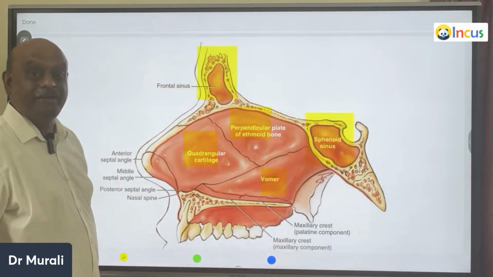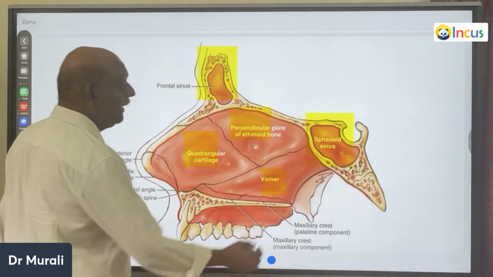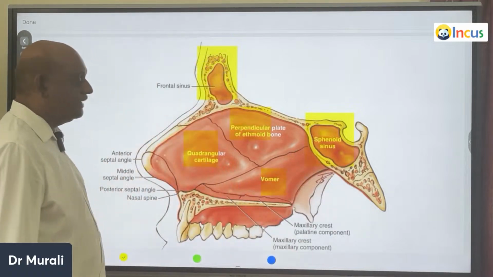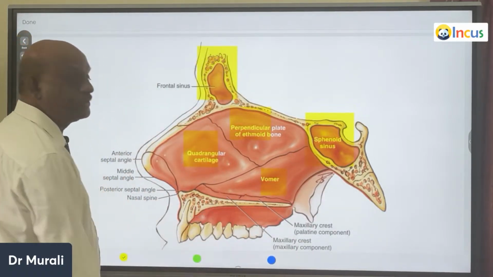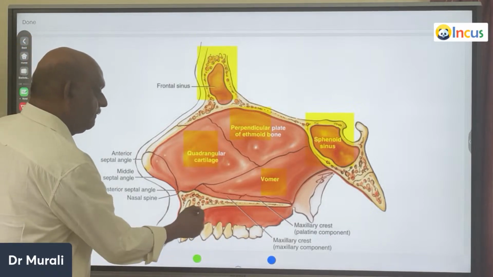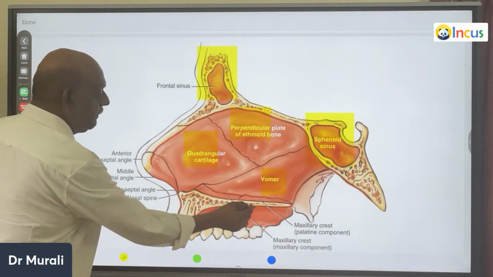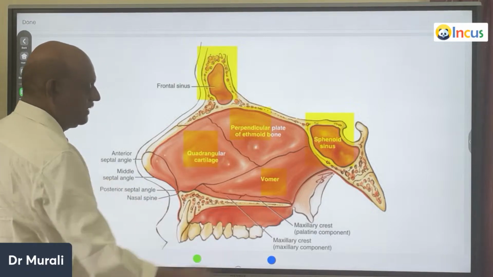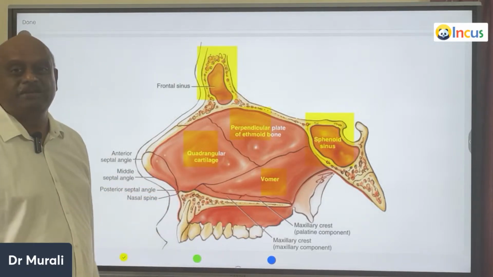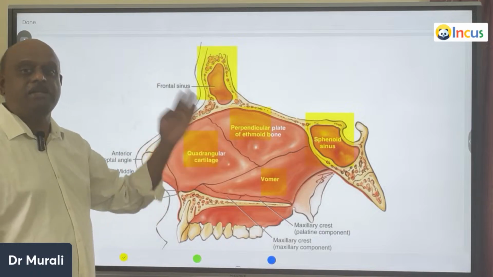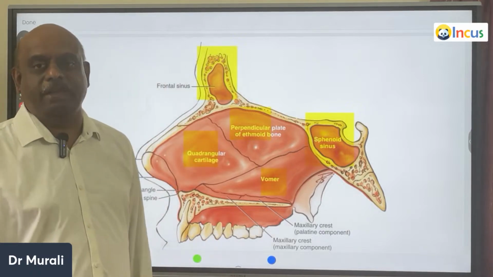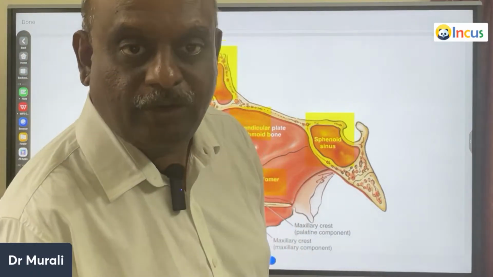What is behind the vomer? The sphenoid sinus. And what is this, doctor? This is the maxillary crest, otherwise, typically you have the hard palate and the maxillary crest. So you should know what constitutes the nasal septum; it is the favorite question of the examiner, right?